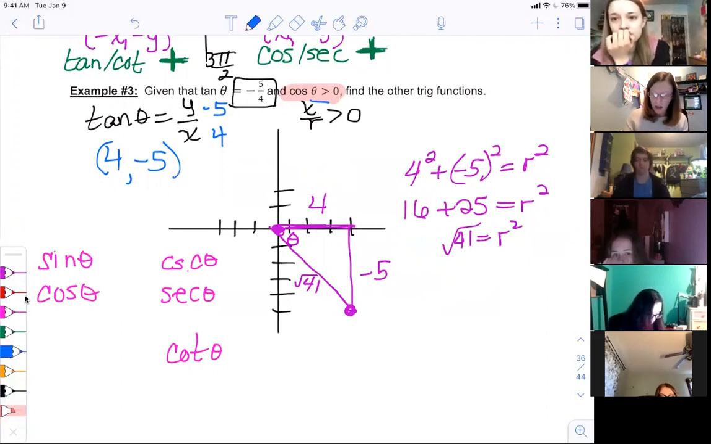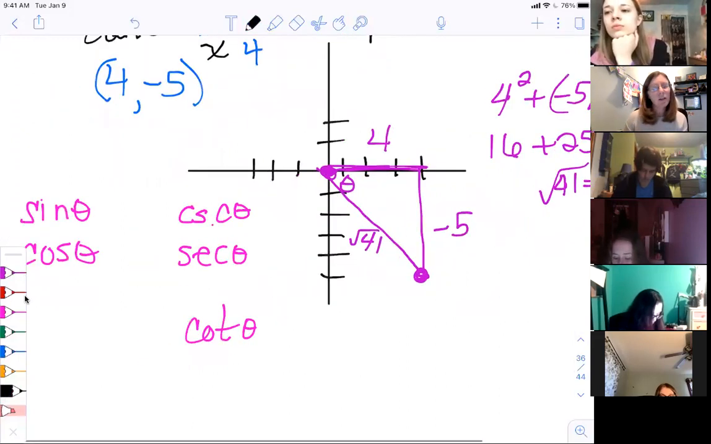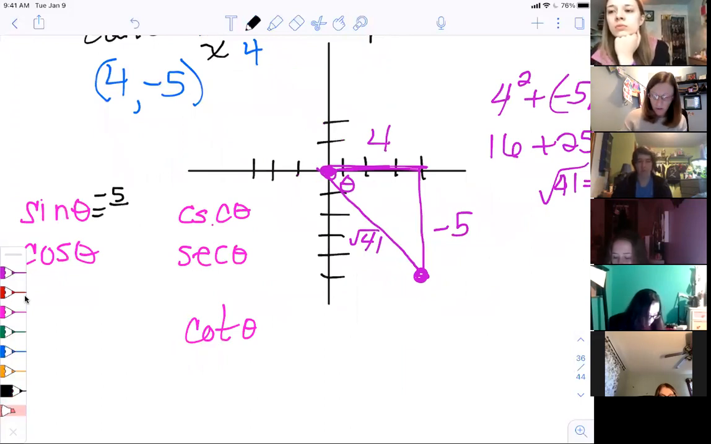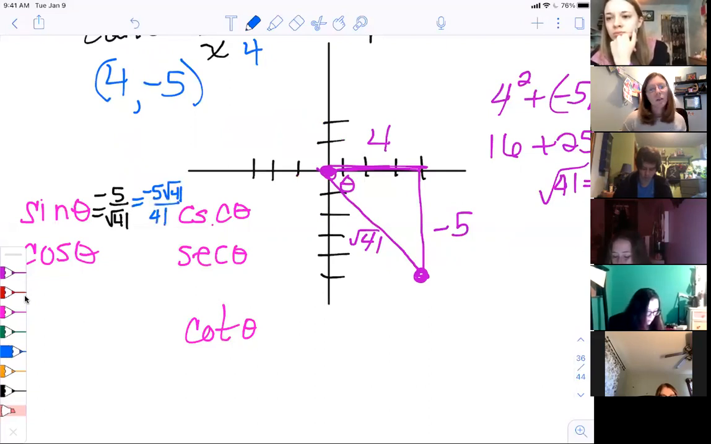So sine is opposite over hypotenuse, or y over r. -5 over the square root of 41. Which if I rationalize, -5 root 41 over 41. The cosecant would be the flip of that. So -root 41 over 5. Remember, they're reciprocals.